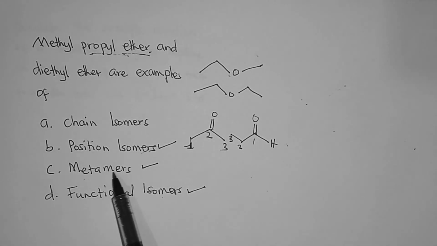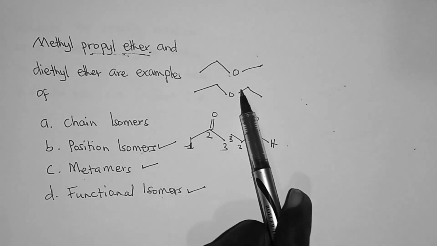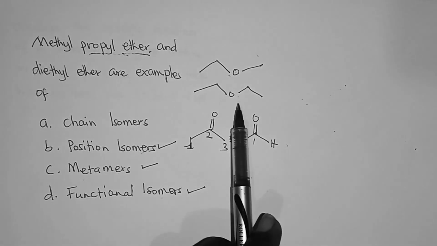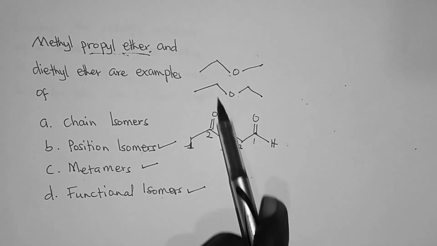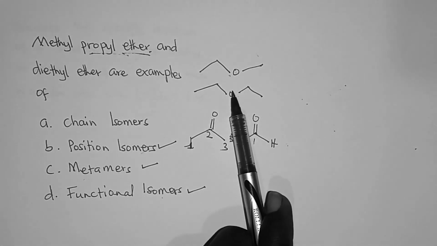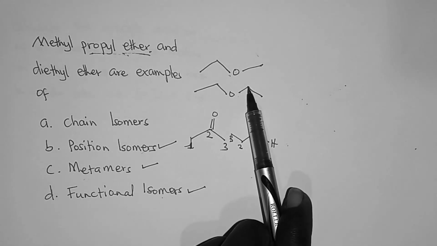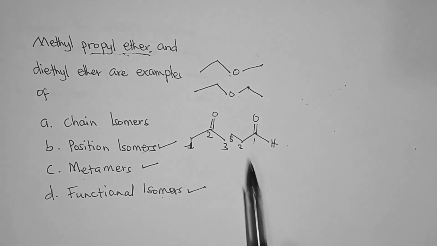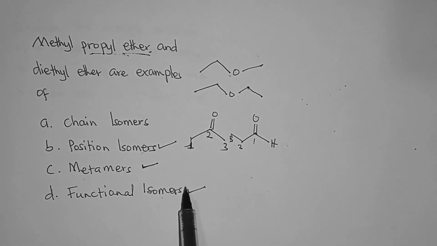I didn't show the metamers and functional isomers with the diethyl ether. So let me show that. So you can see that in terms of functional isomers, they all have an oxygen that is sandwiched between methyl groups. However, this one is between carbon number 2 and carbon number 3, and this one is between carbon number 1 and carbon number 2. That is why they qualify as both metamers and functional isomers.